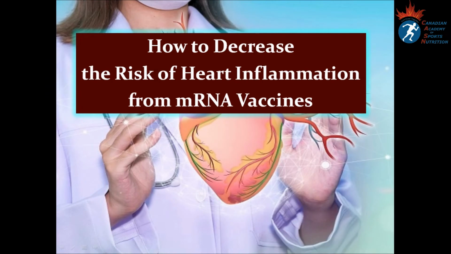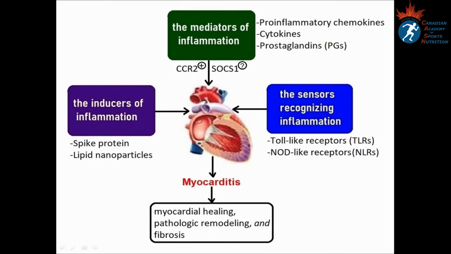Now, how can we decrease the risk of heart inflammation from mRNA vaccines? You have seen this slide before. We discussed it. To decrease the risk of heart inflammation and also help someone with myocarditis, we can interfere in three areas. Area one, through the mediators of inflammation. Area two, through the sensors. And area three, during healing and remodeling phases, basically trying to decrease the risk of cardiac fibrosis, which can decrease the risk of heart failure in the future.